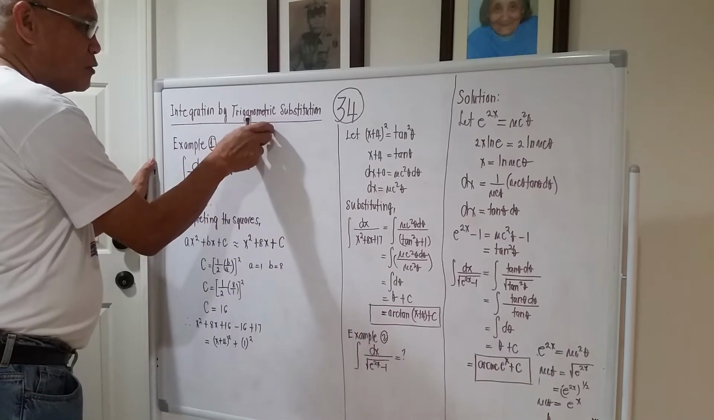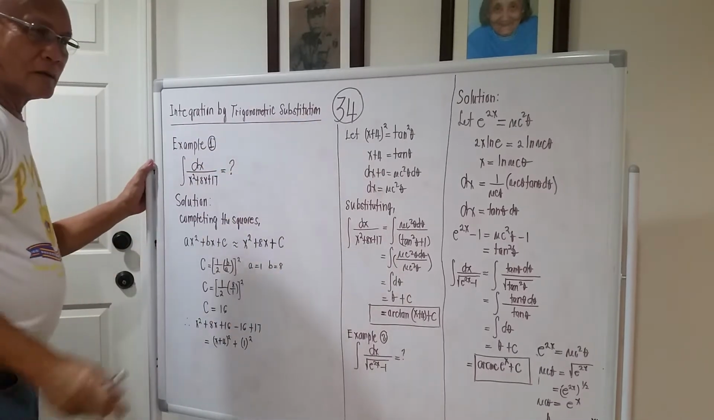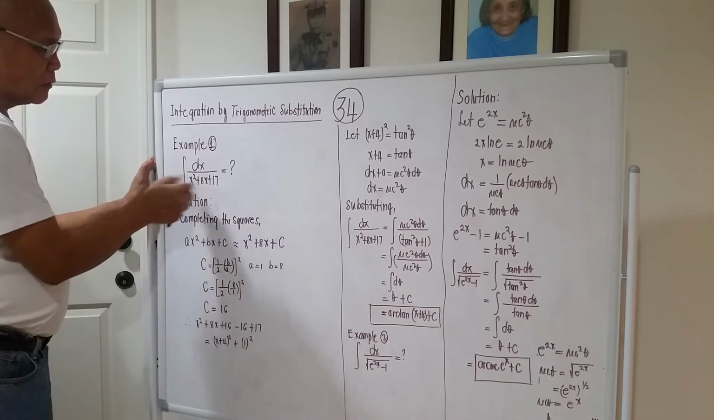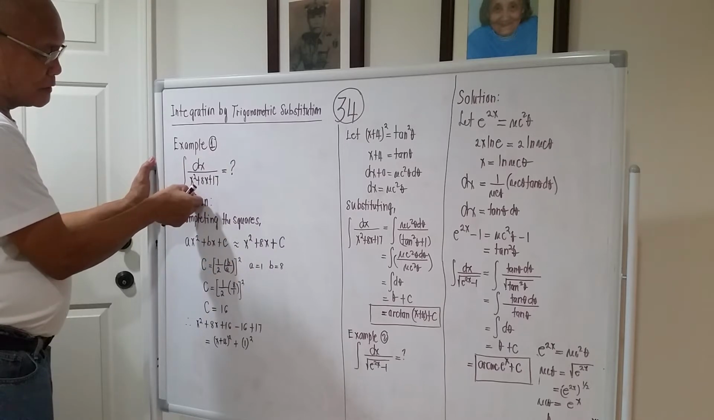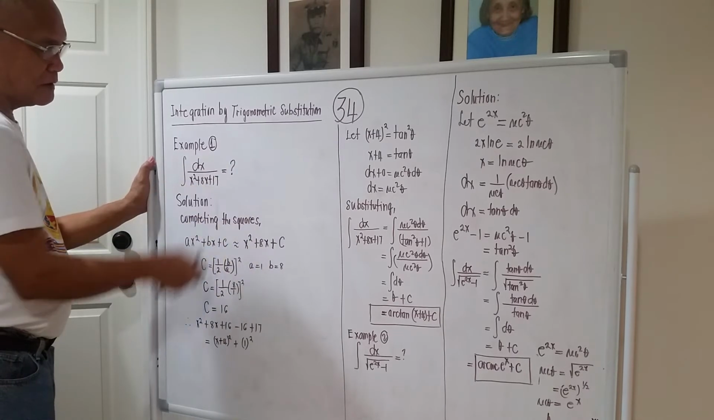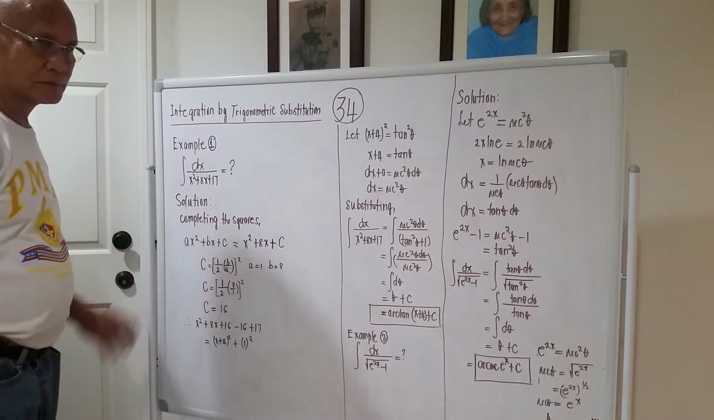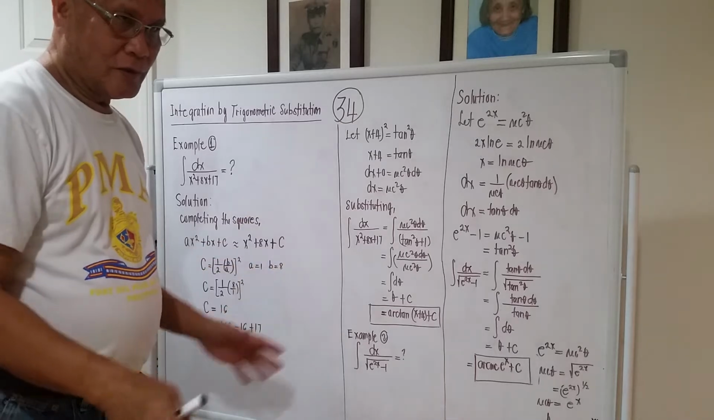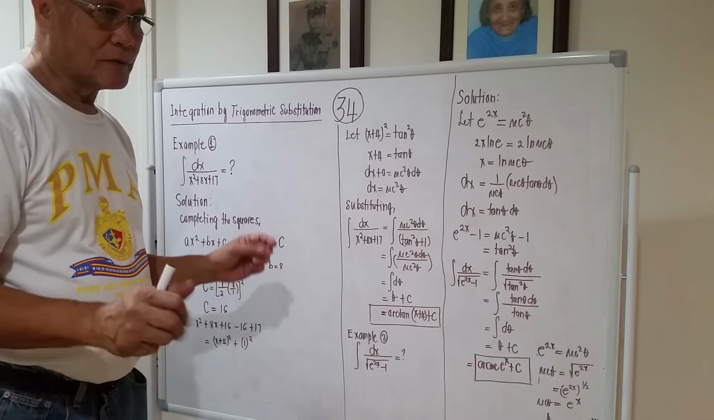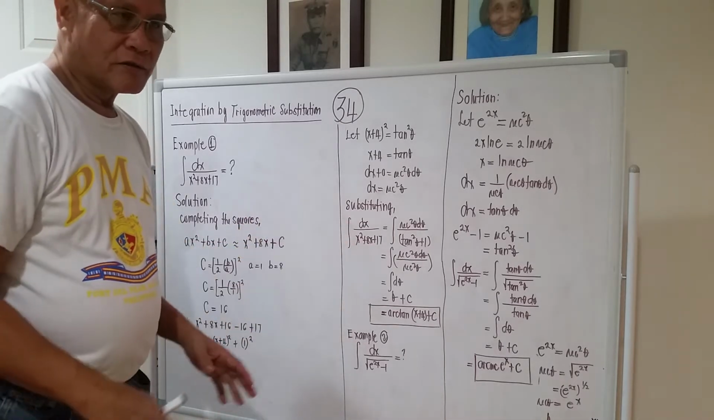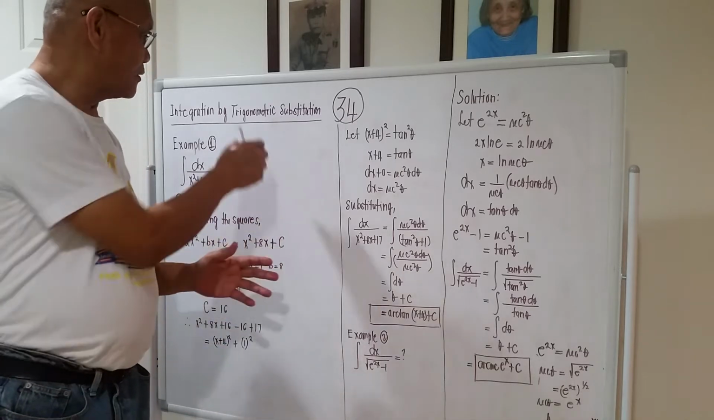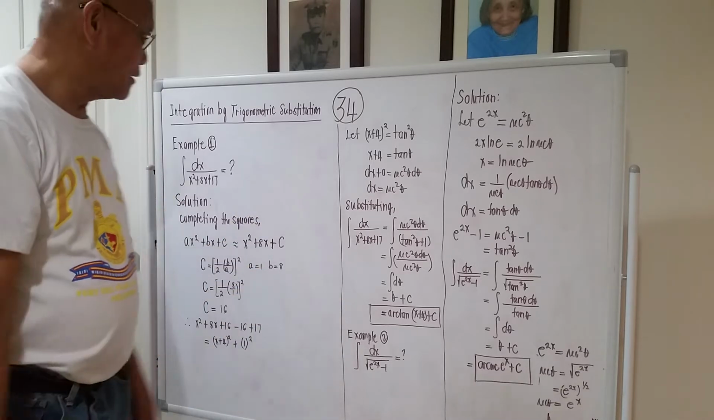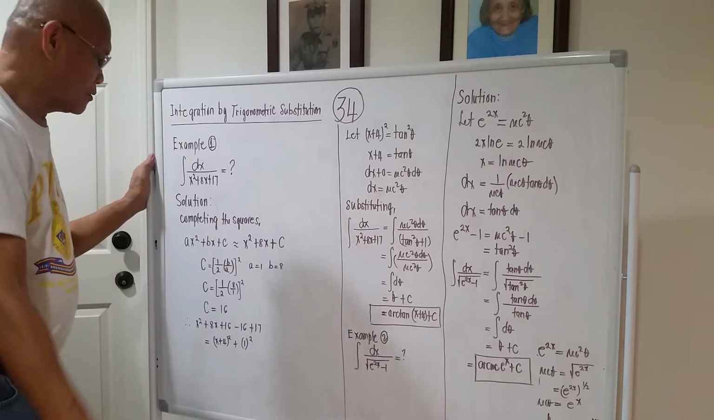Integration by using trigonometric substitution. Second to the last example: the integral of dx over x squared plus 8x plus 17 equal to. Okay, the solution of this will be based on your knowledge of identities. So the topic is actually trigonometric substitution, so you should know something about identities. Okay, let's proceed with the solution.